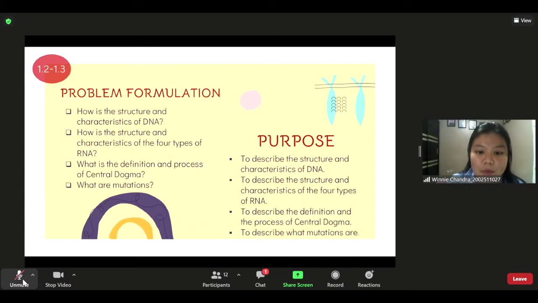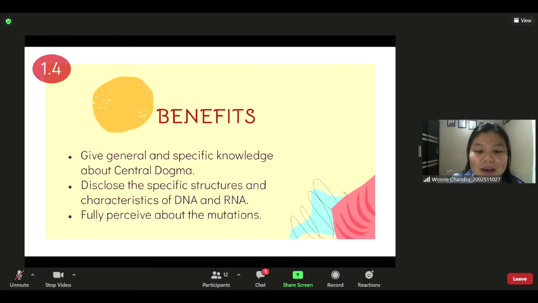Next is the purpose. The purpose includes to describe the structure and characteristics of DNA, to describe the structure and characteristics of the four types of RNA, to describe the definition and the process of central dogma, and to describe what mutations are. Next, the benefits are to give general and specific knowledge about central dogma, disclose the specific structures and characteristics of DNA and RNA, and fully perceive the mutations.